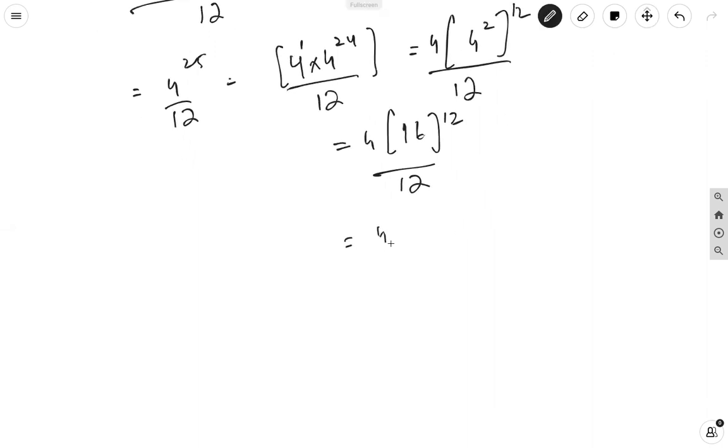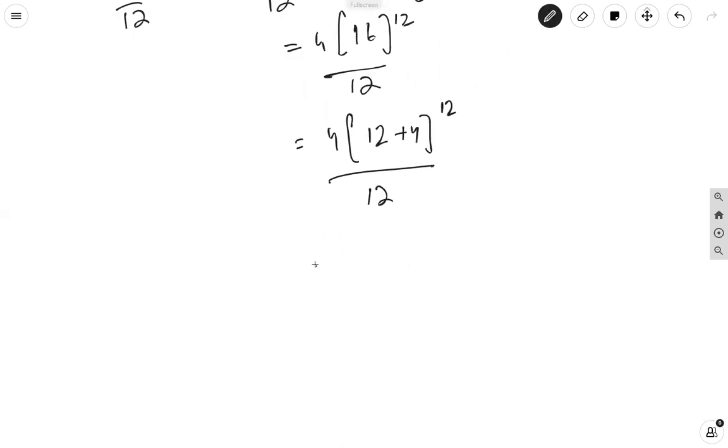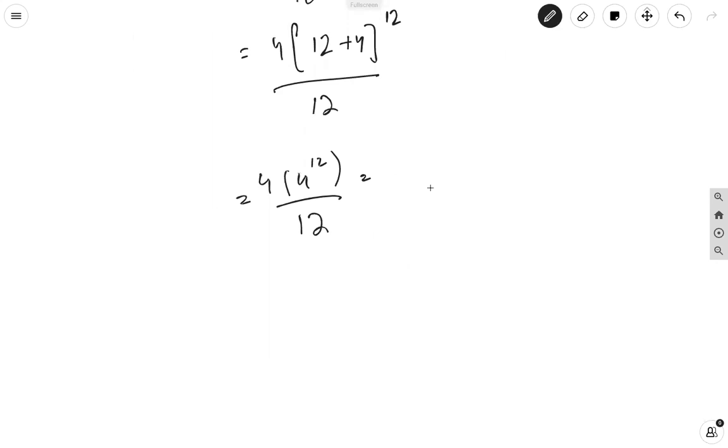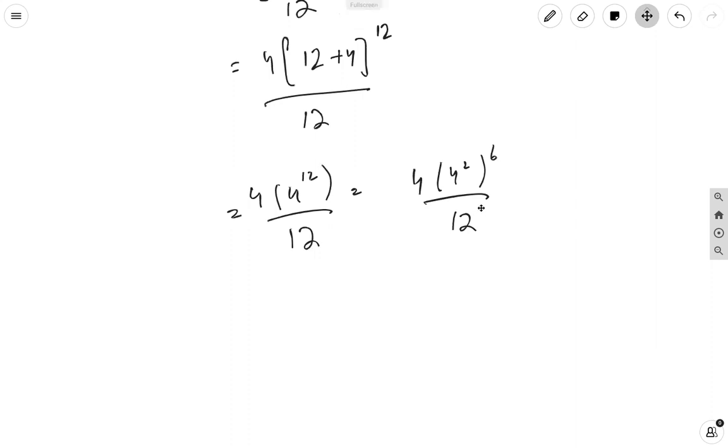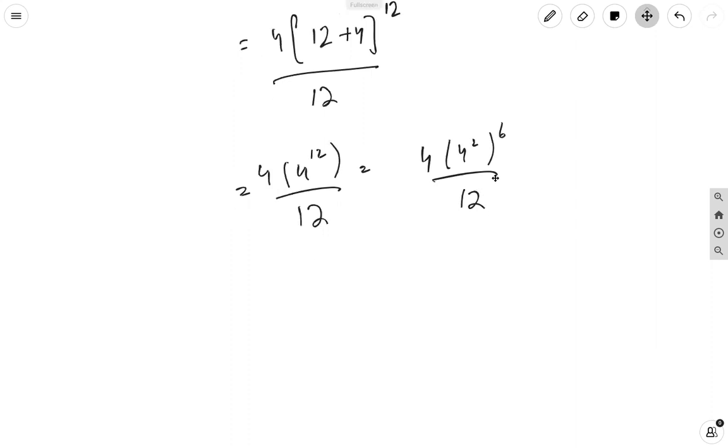Okay, so this is 4 into 12 plus 4 power 12 over 12, right? So this came out to be 4 into 4 power 12 over 12. Again, just quickly doing it that way, this came out to be 4 into 4 square over 6 divided by 12. And if I start doing this, this is a big lengthy. That's why I told you earlier that for this question, it's better to use cyclicity.